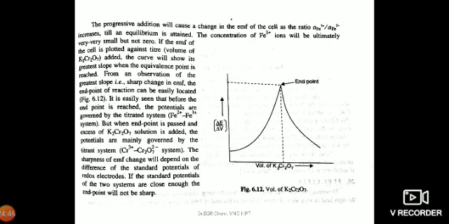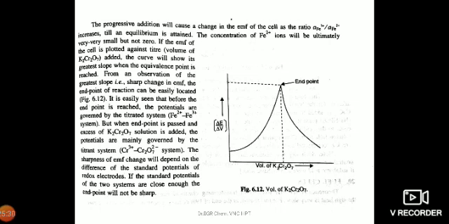If the EMF of the cell is plotted against titre values, that is volume of potassium dichromate added, the curve will show its greatest slope when the equivalence point is reached. From an observation of the greatest slope, that is the sharp change in EMF, the end point of the reaction can be easily located. You can refer to the diagram there. Before the end point is reached, the potentials are governed by the titrated system, that is the Fe2+ and Fe3+ system in the beaker. But when the end point is passed and excess potassium dichromate solution is added, the potentials are mainly governed by the titrant system, that is the Cr3+ and Cr2O7 2- system.